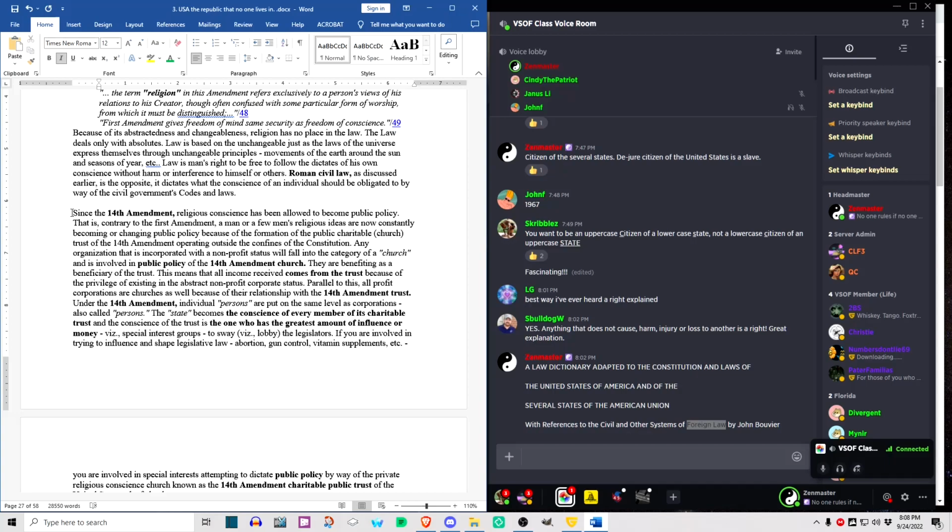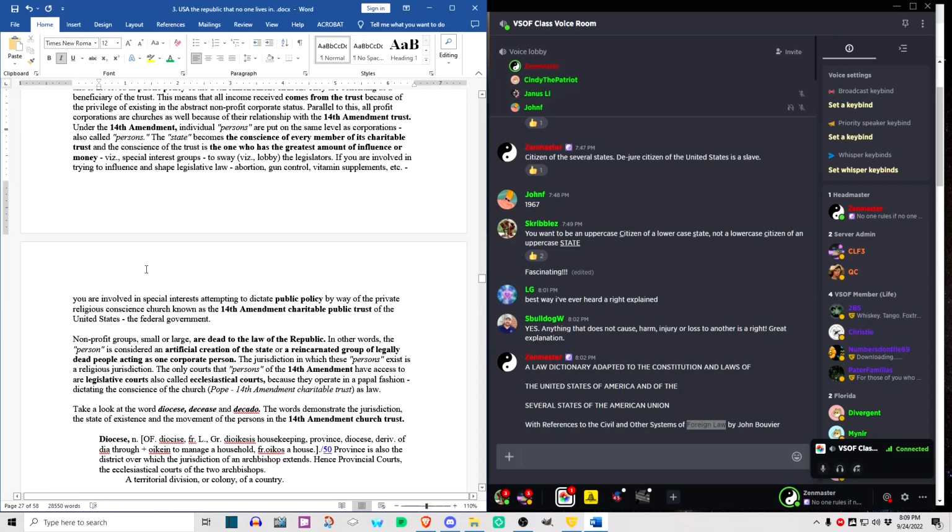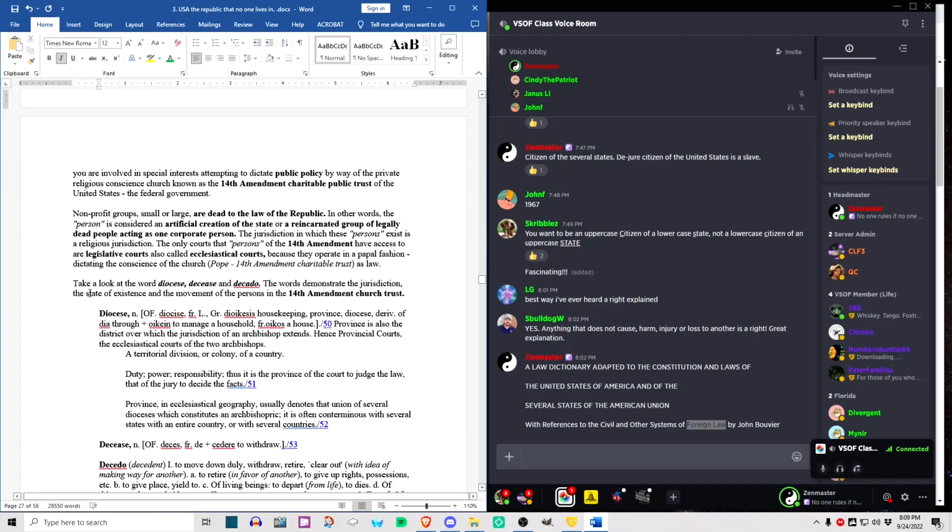Under the 14th Amendment, individual persons, meaning infants, are put on the same level as corporations, also called persons. The state becomes a conscience of every member of its charitable trust, and the conscience of the trust is the one who has the greatest amount of influence or money. This is a problem with democracy. Vis-a-vis special interest groups to sway versus lobby legislators, meaning AIPAC and all the rest of the filthy Israel lobby. If you are involved in trying to influence and shape legislative law, abortion, gun control, vitamin supplements, etc., you are involved in special interest attempting to dictate public policy by way of private religious conscience known as the 14th Amendment Charitable Trust of the United States, the federal government. Nonprofit groups, small or large, are dead to the law of the Republic.